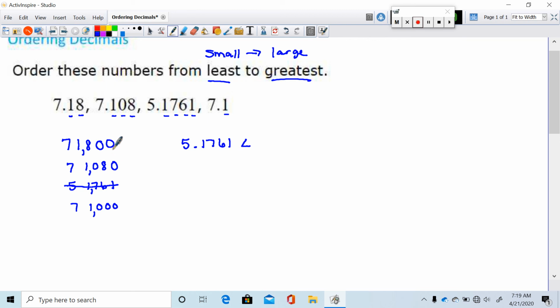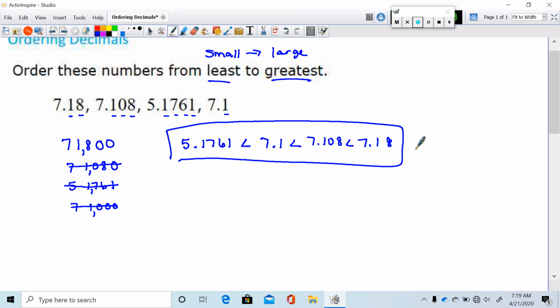Okay, the next one is 71,000. So that was the fourth one on the list, so that 7.1 is less than 71,800 or 71,080. 71,080 is the smallest. So that was the second number on the list, so that's 7.108. And then that means the first one is the greatest one, so 7.18. So now you've got them smallest to greatest.